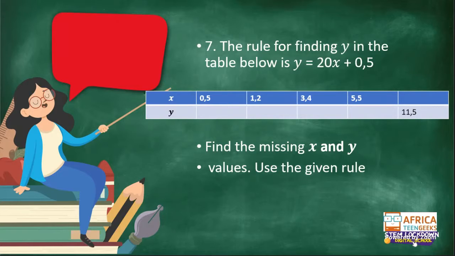And again, you do the same when the value of x is 5,5. And then when it comes to y, now you can substitute a value for y, which is 11,5, and then you can solve now for the x value there. Basically, this was revision in as far as the grade 7 work is concerned.